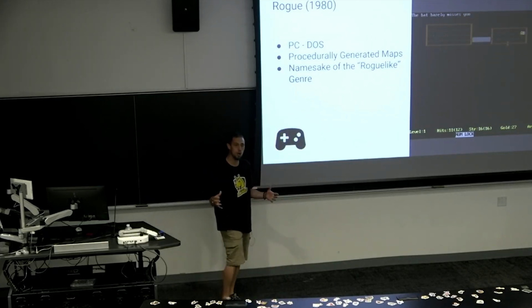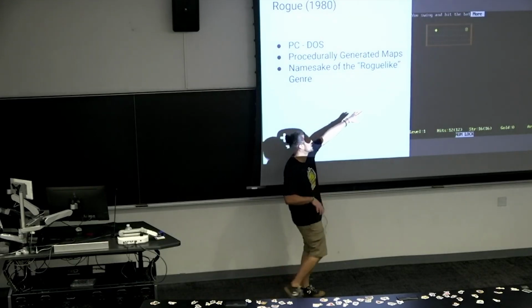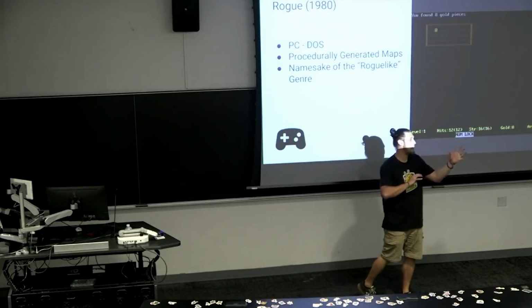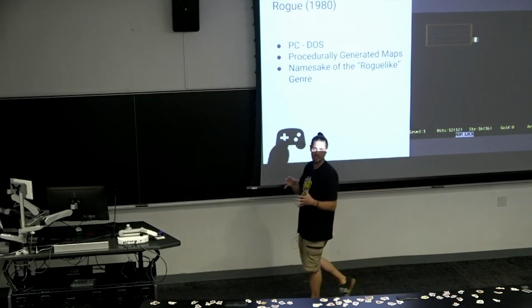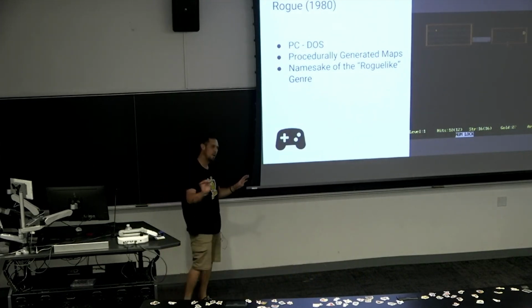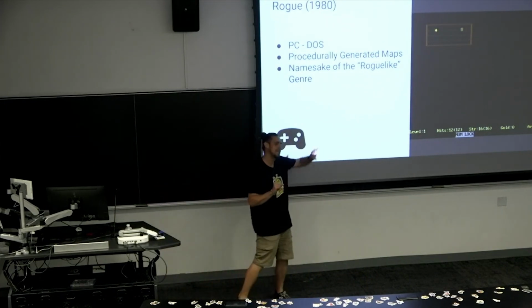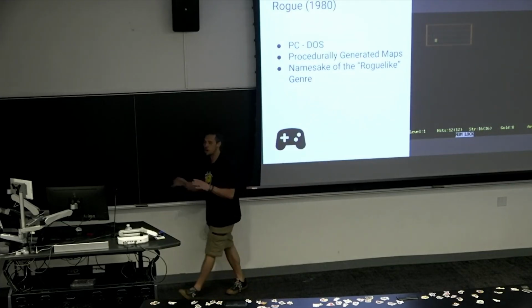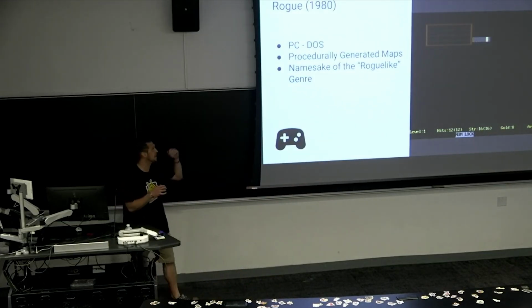If you've ever played Rogue on the PC, as you move your character around, these maps are procedurally generated. There's nothing like a designer having to go in and say, okay, I'm going to put a room here, and this hallway is going to go down here, and there's going to be a key, and then there's going to be this. These are all just done on the fly, and that's what I loved about Rogue.